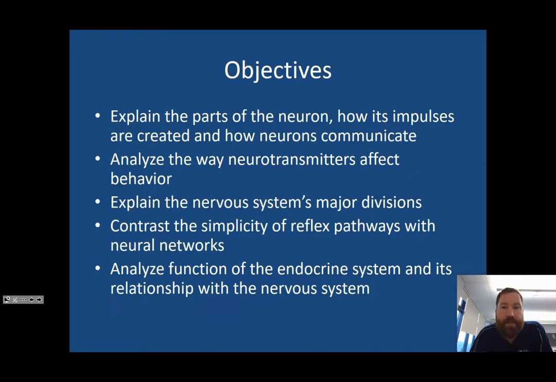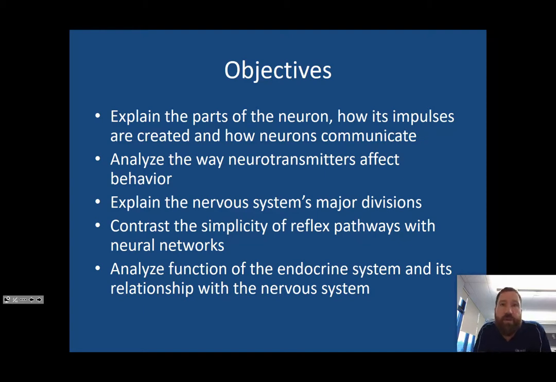Some objectives as we move forward. First, we're going to talk about the neuron and how neurons communicate with each other. We're going to talk about neurotransmitters and the role that they play in our behavior. We're going to talk about the nervous system and how it's broken down into the major divisions. We're going to talk about reflexes and neural networks, and the endocrine system, which is another system of communication in the body. Okay, so let's start at the beginning.